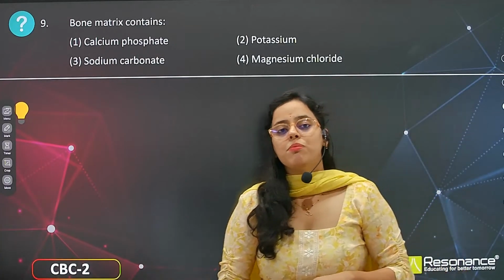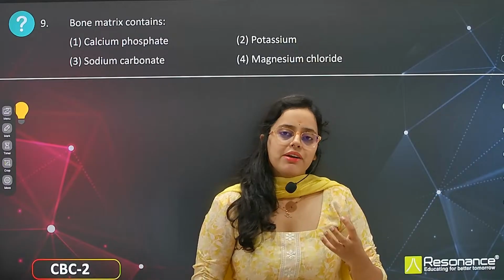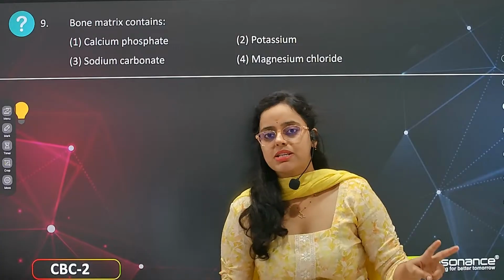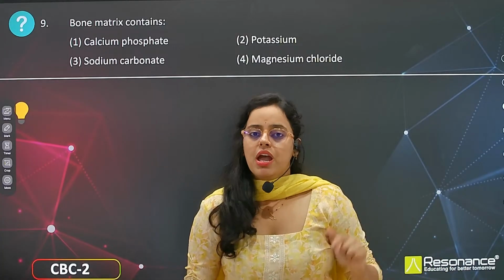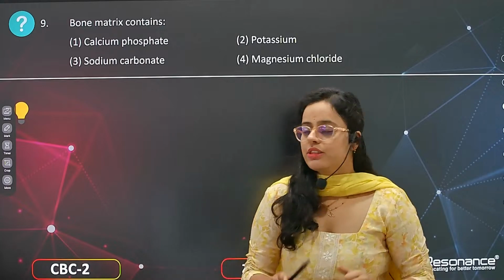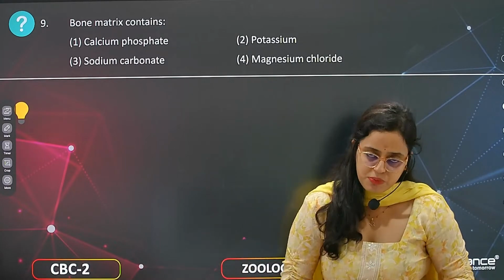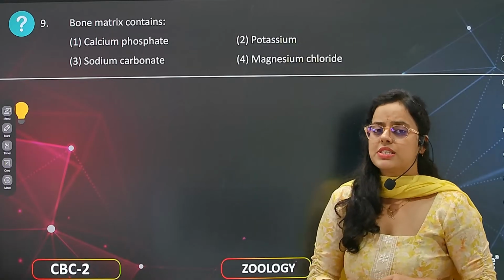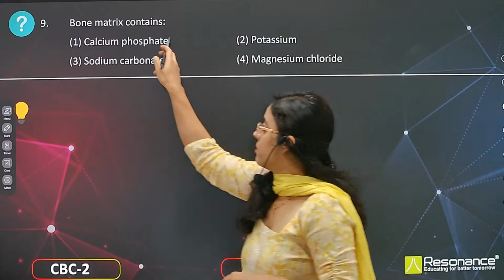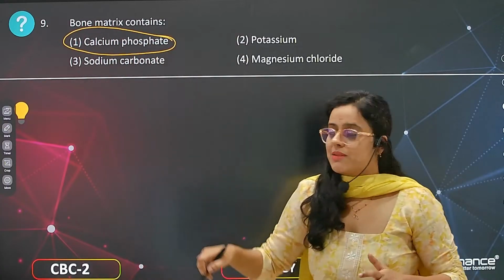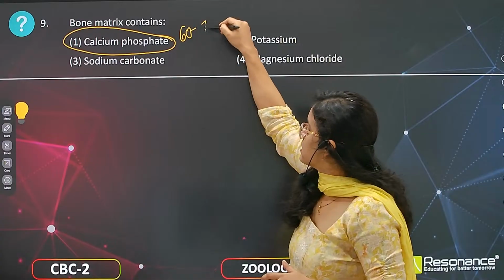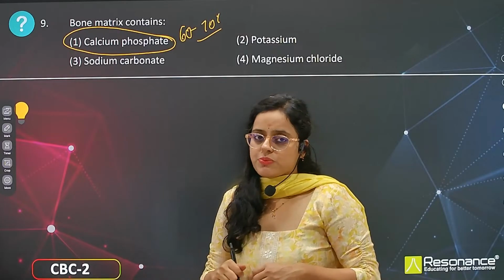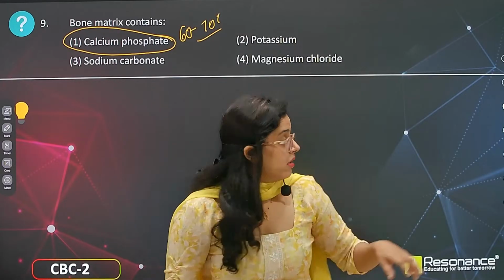Now ninth, bone matrix consists of minerals, many minerals, and you must have heard about two important minerals that are present in the bone. One is calcium and another is phosphorus. This is in the form of calcium phosphate. Potassium and sodium carbonate and magnesium chloride are present in very small amounts, but the maximum amount of the matrix, 60 to 70%, is in the form of calcium carbonate and calcium phosphate. Now, moving to the next question.